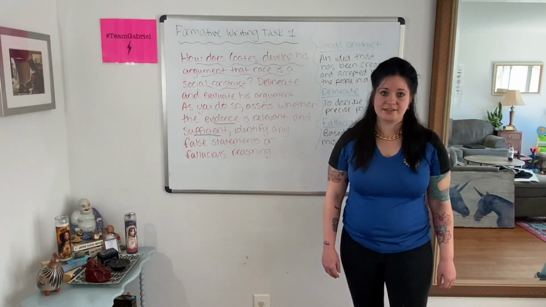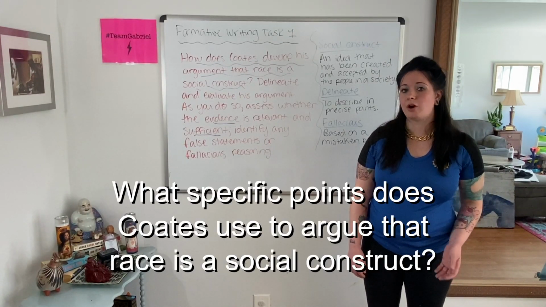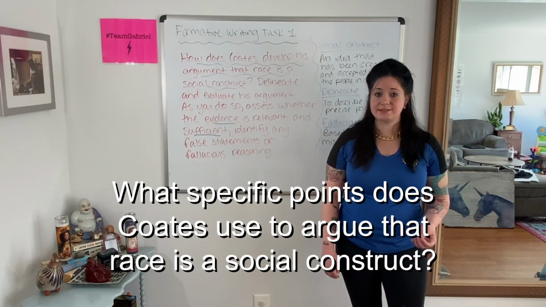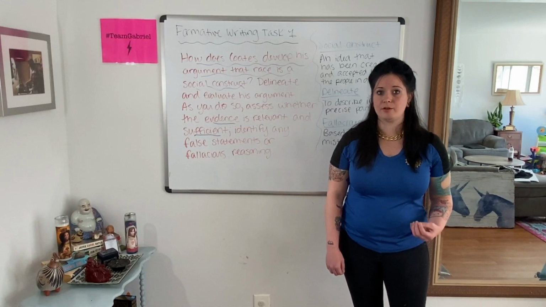So essentially this task is asking whether or not Coates does a good job of arguing that race is a social construct. You're going to point out the precise points he makes and evaluate them. If you need more help with formative task 1 and want to see me go more into depth over the prompt, please see our video from last week.